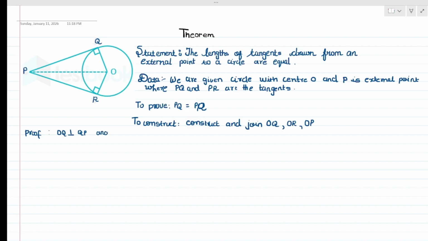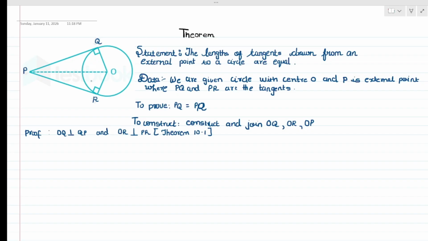and OR is perpendicular to PR. From where did we get this knowledge? We already got this knowledge from theorem 10.1. So write here theorem 10.1 of the circle.